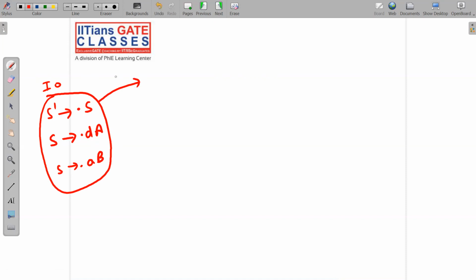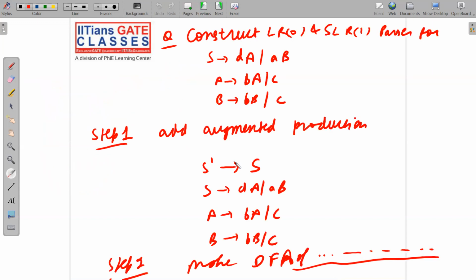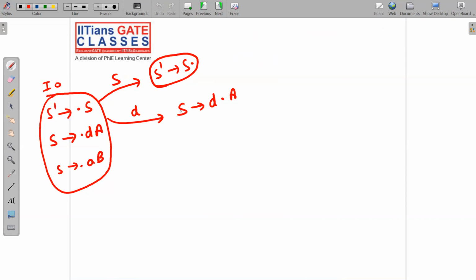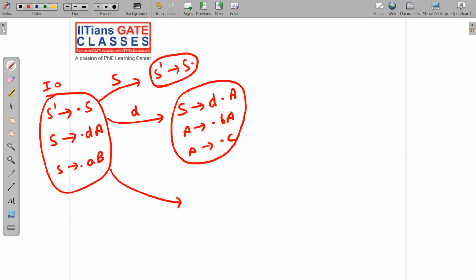Now I will read capital S. So where we will go, S dash implies S dot. It is not a final item. I am repeating again and again because it is augmented production. Now I will read small d. After reading small d, we go to S goes to D dot A. Now since dot is present in beginning of A, I will add all the A productions. A productions are BA and C. So A goes to dot BA, A goes to dot C. Now nothing will be added.